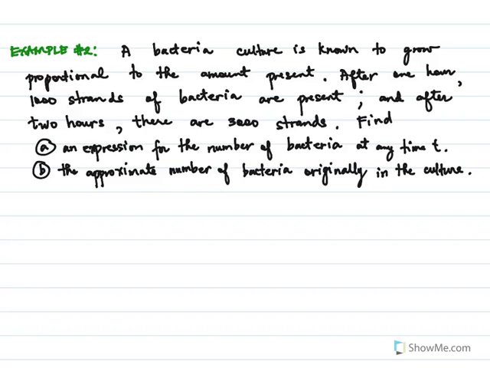Example number 2. A bacteria culture is known to grow proportional to the amount present. After 1 hour, 1,000 strands of bacteria are present. And after 2 hours, there are 3,000 strands. Find an expression for the number of bacteria at any time t and the approximate number of bacteria originally in the culture.